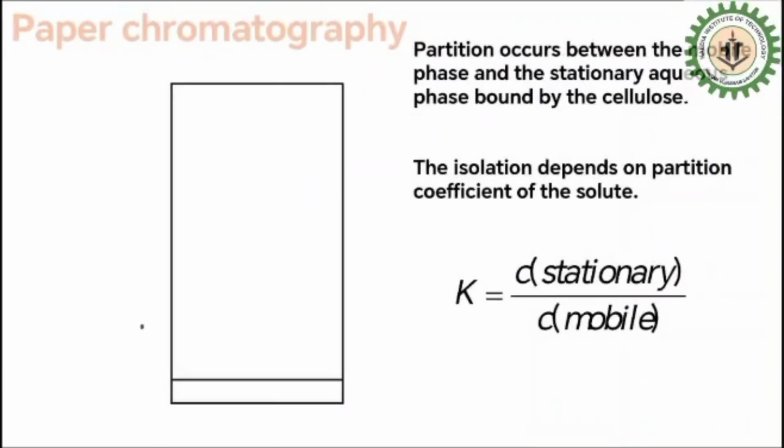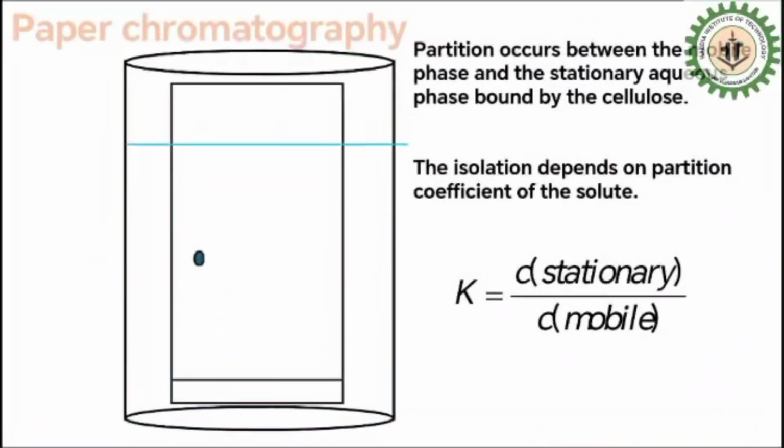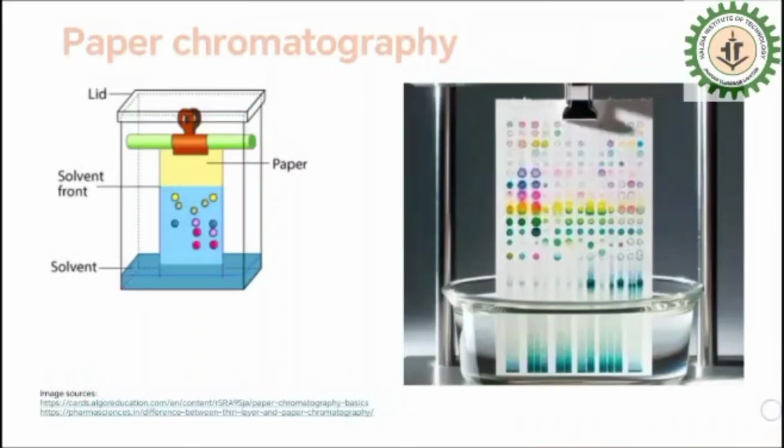This is the process of paper chromatography. On the left hand side, you can see the scheme of the technique, and on the right hand side, you can see the original image of a paper chromatography final plate.